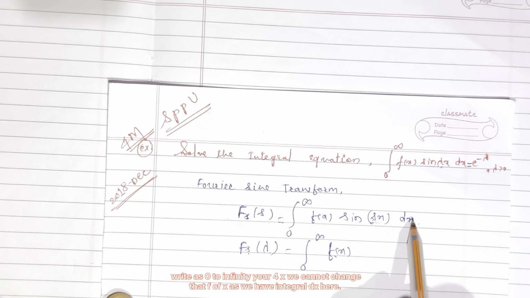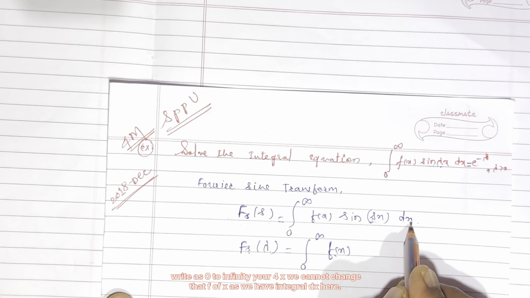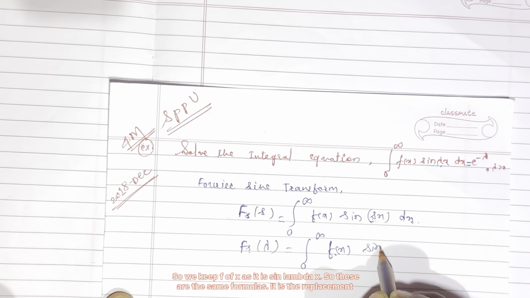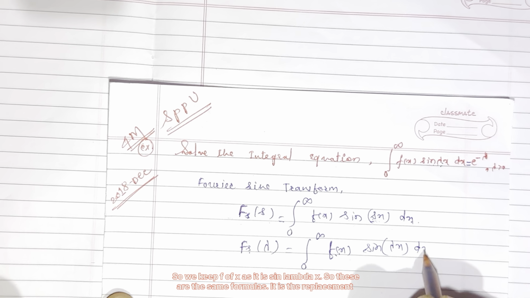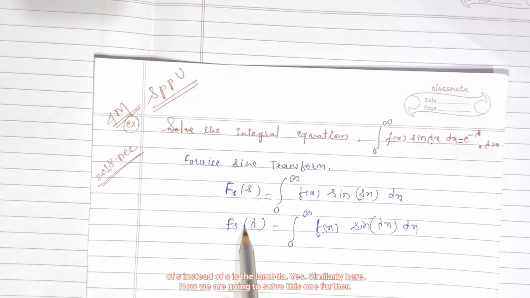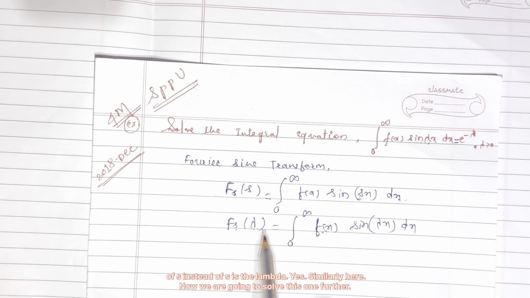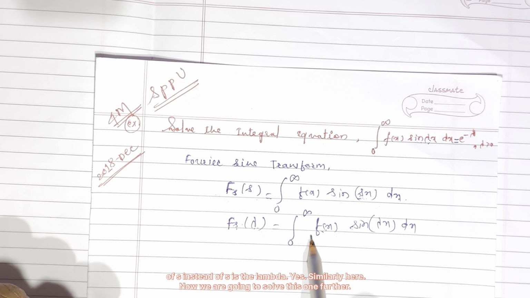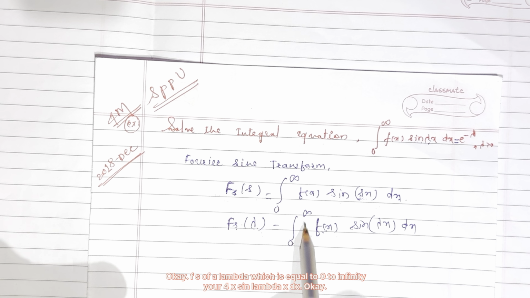As we have the integral dx here, we keep f of x as it is, times sine lambda x dx. These are the same formulas, just with s replaced by lambda. Now we are going to solve this further. F s of lambda is equal to the integral from 0 to infinity of f of x sine lambda x dx. We are going to solve this one.